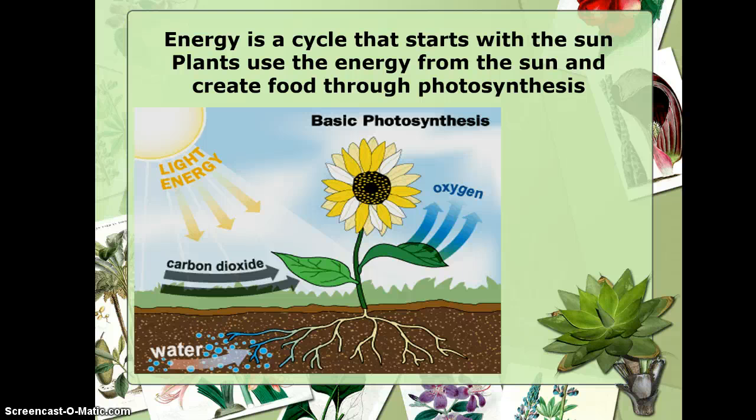Energy is a cycle that starts with the sun. Plants use the energy from the sun and create food through photosynthesis. So really, if we want to break this down, one of the most important things in our world is the sun. And as you know, science gets better with figuring some of these things out with energy and how to conserve energy. This is a big thing right now for green energy and how to be more environmentally friendly. But just take a look at this diagram and it shows a very basic process of photosynthesis.